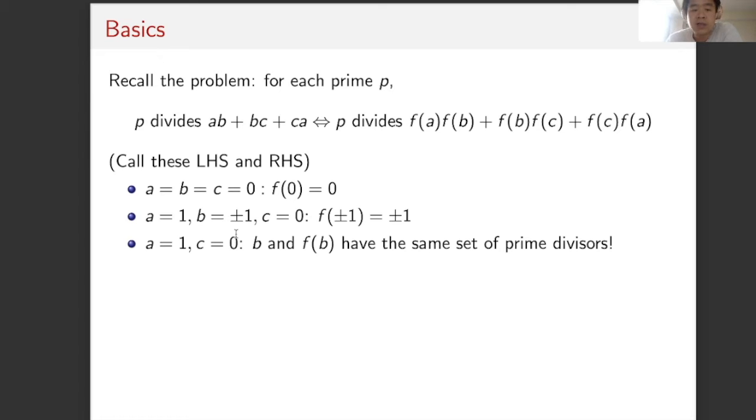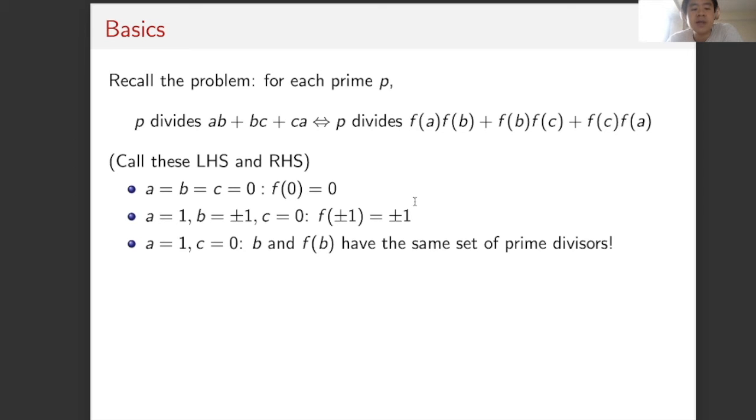In particular, what you would do is substitute, for example, A equals B equals C equals 0, because this would force the left-hand side to be 0, and therefore the right-hand side also has to be 0, and therefore F(0) equals 0. Now, what happens if you take A, B, C equal to 1, plus or minus 1, and 0? The left-hand side is plus or minus 1, and the right-hand side also has to be plus or minus 1 because of the same prime divisors condition. It would turn out that the right-hand side will be F of plus or minus 1 times F(1), and therefore you would know that F of plus or minus 1 has to be plus or minus 1.